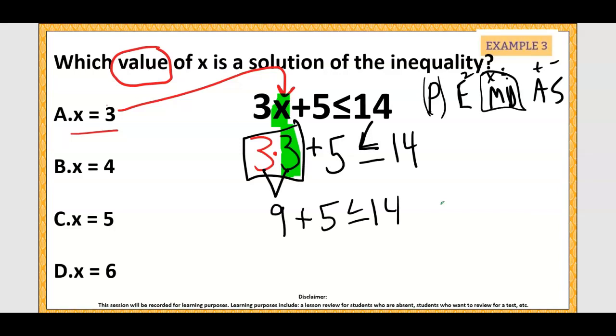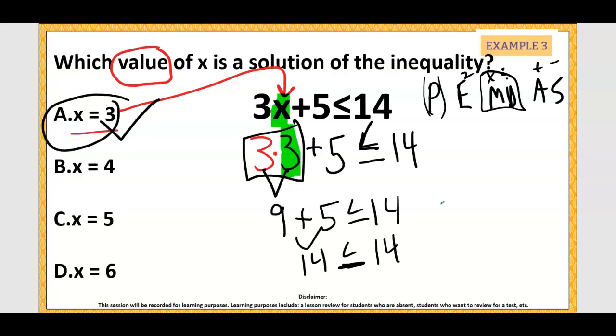Now what comes next? Any more multiplying? No. How about adding and subtracting? Yes, adding. 9 plus 5, 9, 10, 11, 12, 13, 14. Is 14 less than 14? No. But is 14 equal to 14? Yes. So this is true. There, we don't have to do any of the other ones.